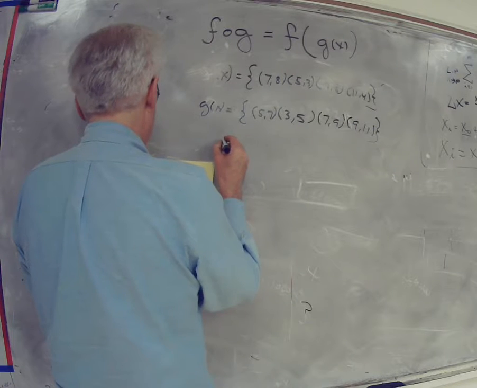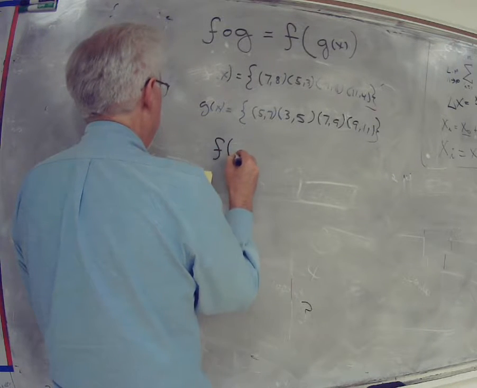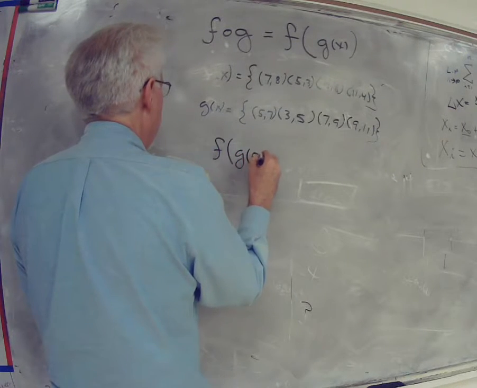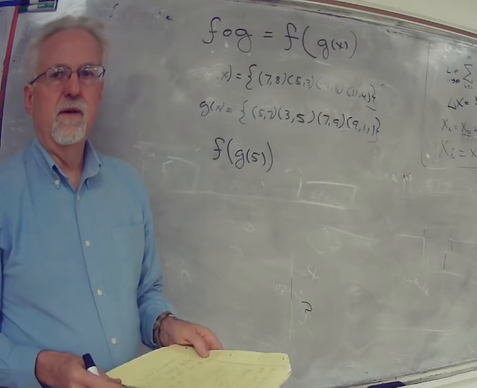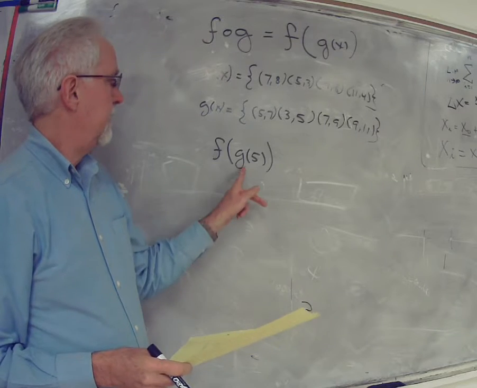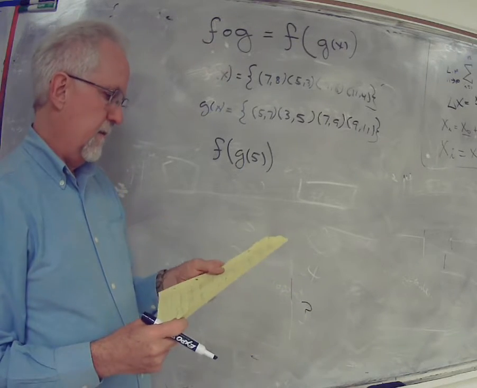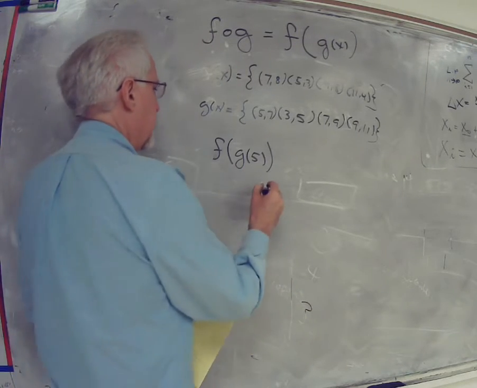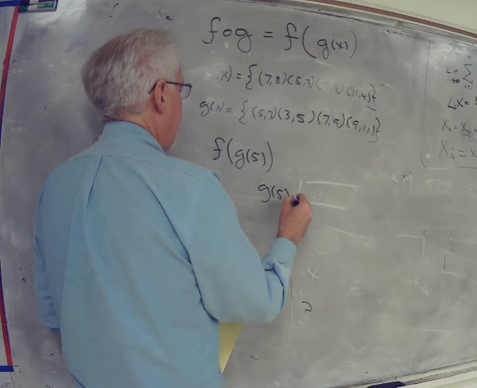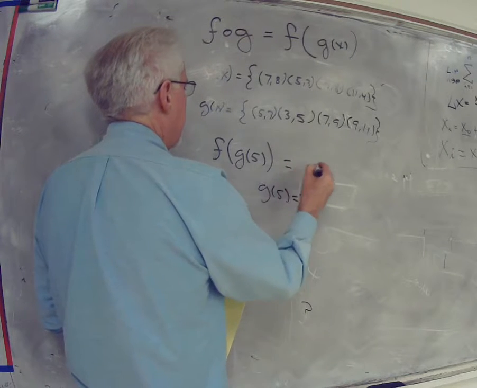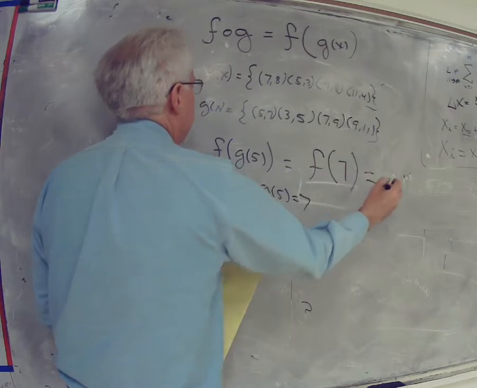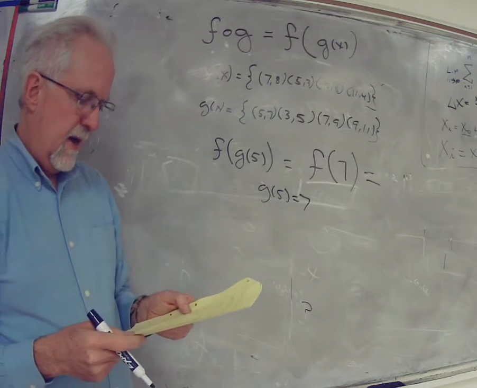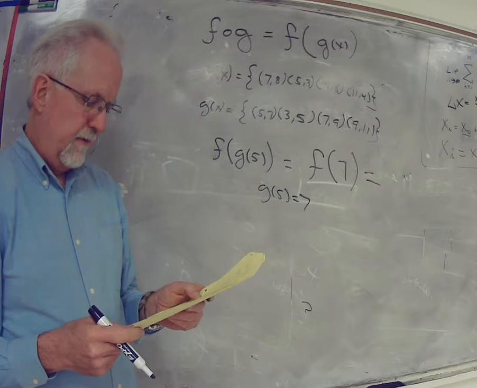Let's just try one. What is f of g of 5? F of g of 5. Where would I start? G. G of what? 5. What is g of 5? 7. Okay, so g of 5 is equal to 7, so this would be equal to f of what? 7. And f of 7 is equal to what? 8. Okay, f of 7 is 8.